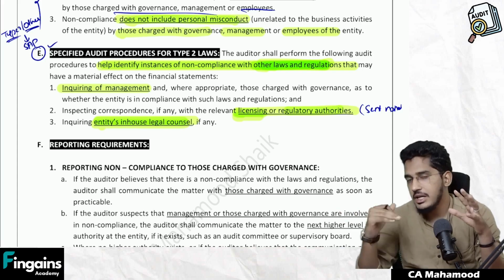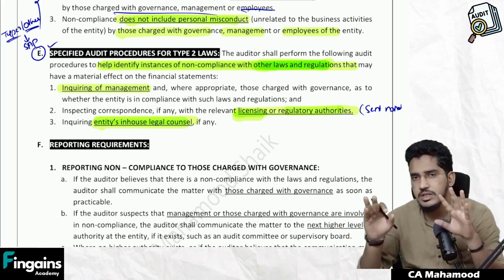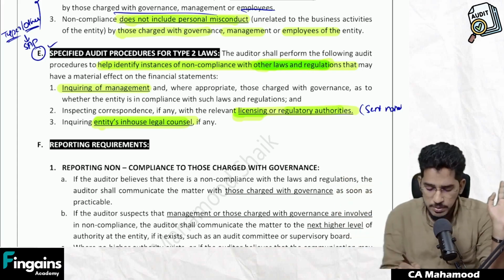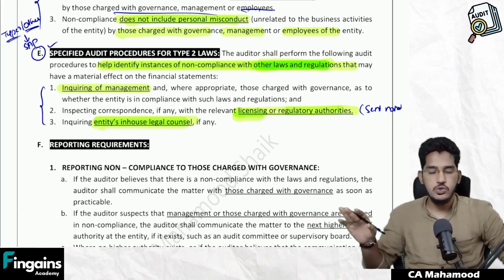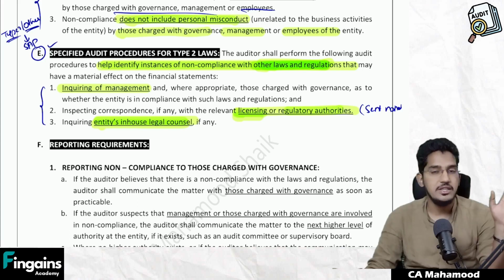If there is any such in-house legal team in your client company, go and inquire with them whether any non-compliances with type 2 laws and regulations happen. That's all. If you perform these three things regarding type 2 laws and regulations, your responsibility is over. Apart from these three steps, you are not supposed to do anything extra.